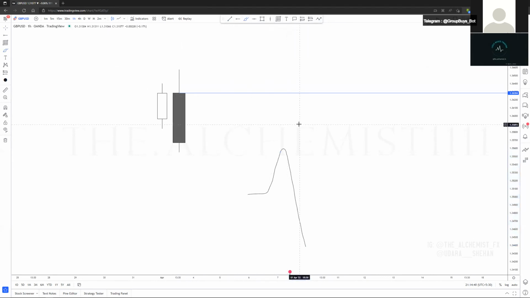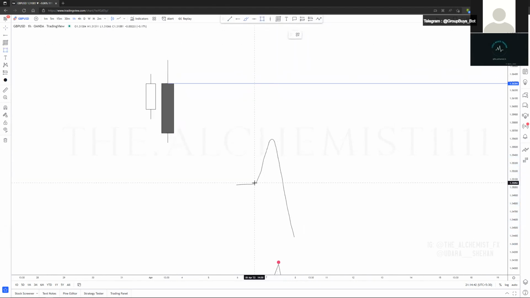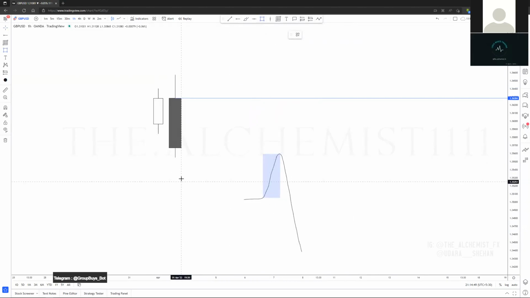Now, what is an order block? An order block is the last push up before the push down. So now, in here, we're not going to look at the order block. We'll be looking at the rejection block. The wick. See? So the base of the wick.